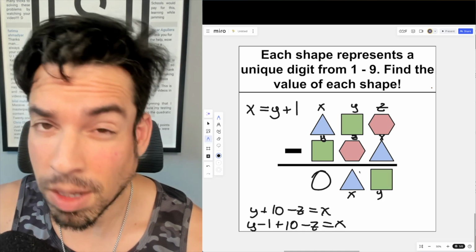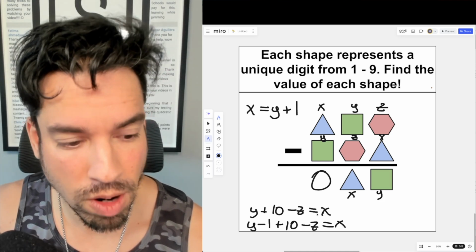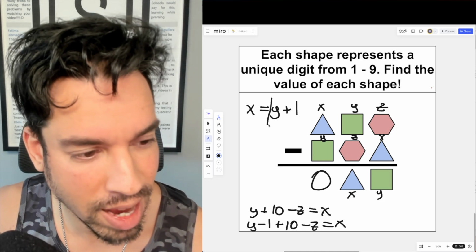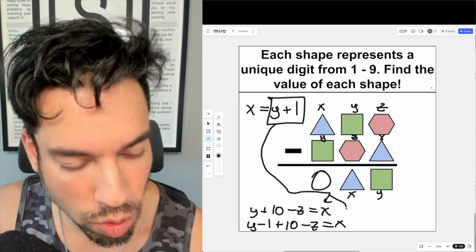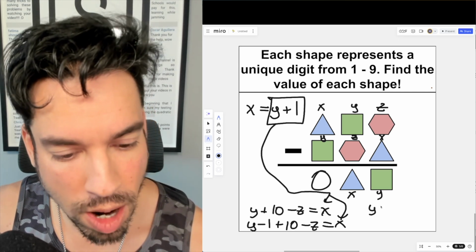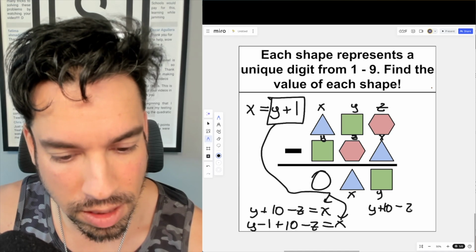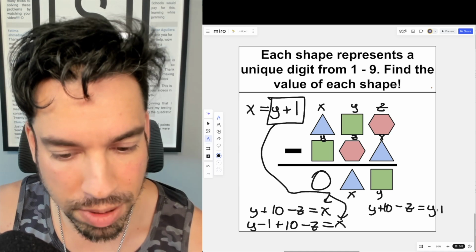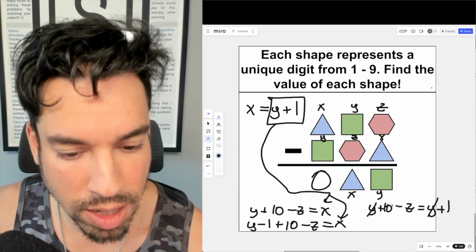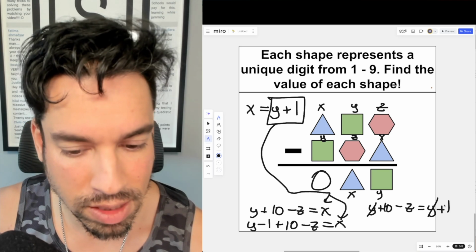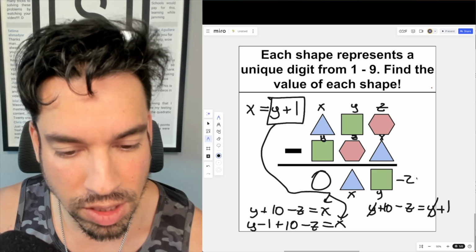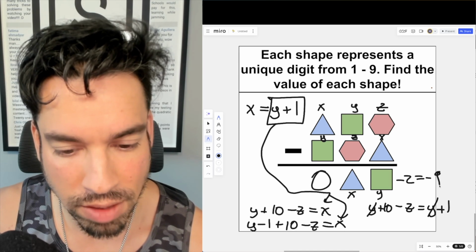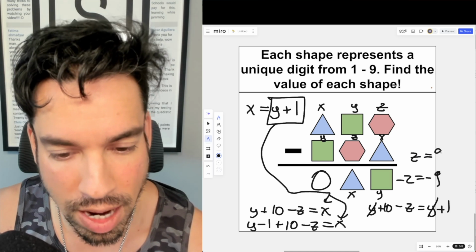Now I can do a little bit of substitution, and we can start to figure out our possible values for Z, because X equals Y plus 1. So I'm going to plug that into both of these equations. So for the top one, we get Y plus 10 minus Z equals Y plus 1. That's going to cancel out the Y's like so. And then we got 10 minus Z equals 1. I'm going to subtract 10 from both sides. Negative Z equals 1 minus 10, which is negative 9. So Z would equal 9 in this situation.